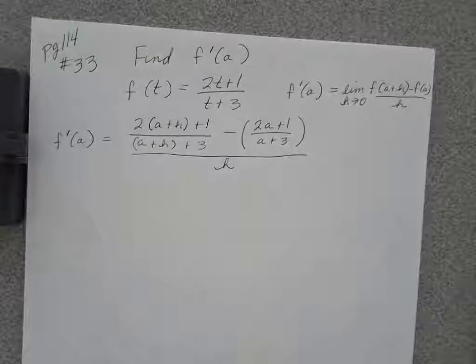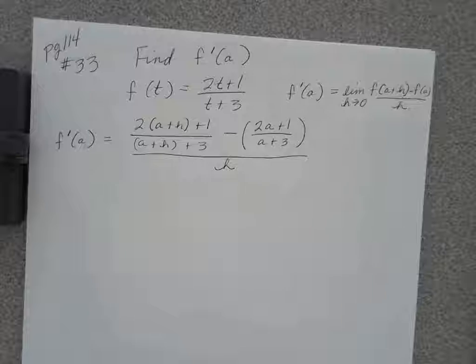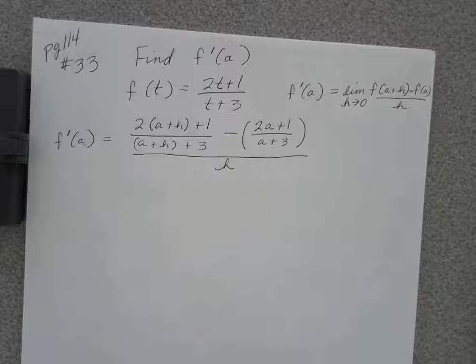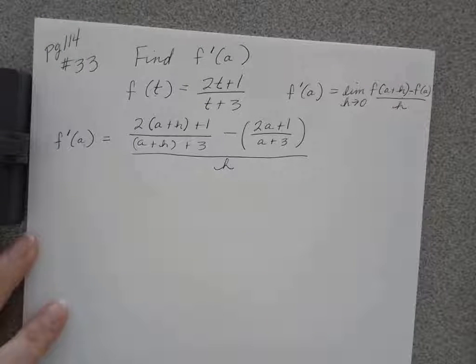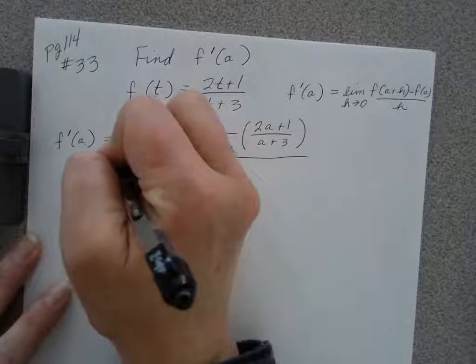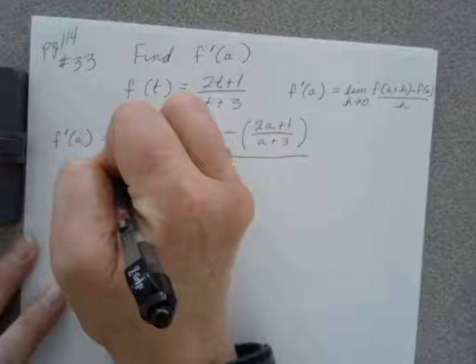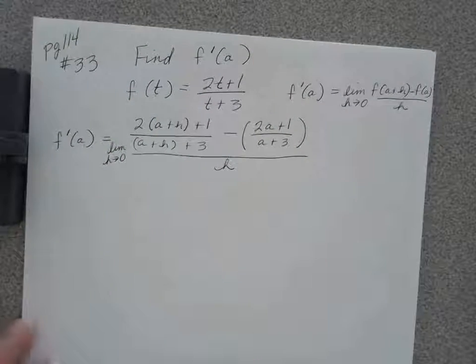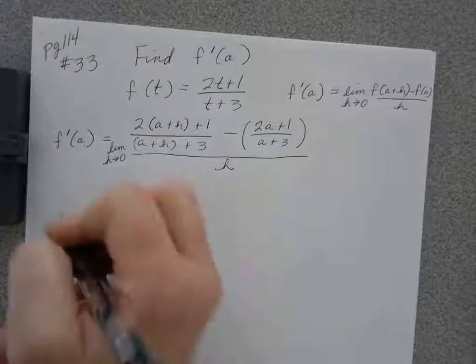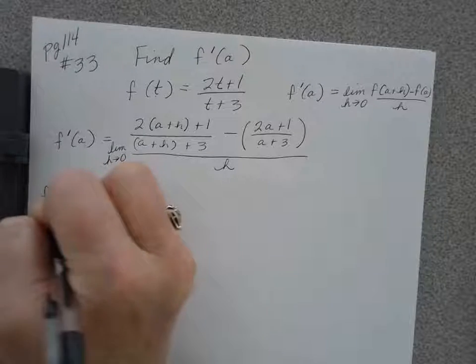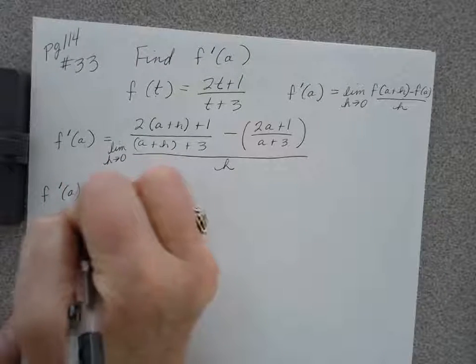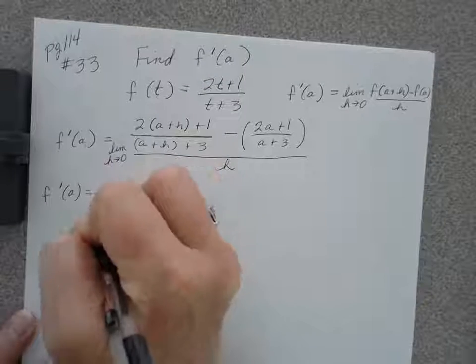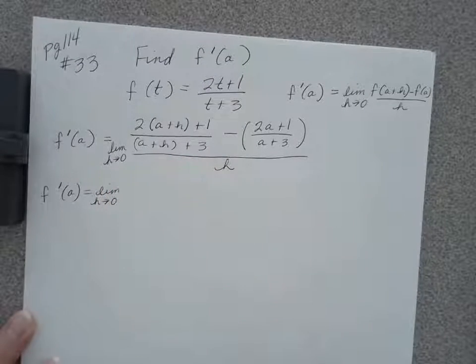Okay, so the hardest part of this, once you get that set up, is the algebra. Okay, the most common mistakes here are algebra. So you have to be super careful with your signs, and just remember your algebra rules. And don't forget that you're taking the limit as h approaches 0. That's what I always forget to do, is write that. Okay, so f prime of a then is equal to the limit as h approaches 0.